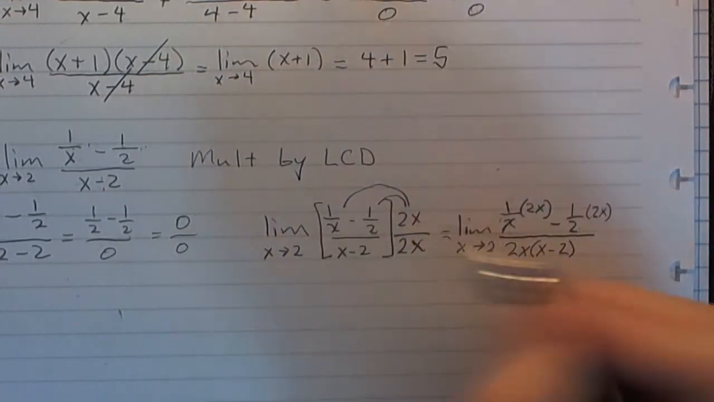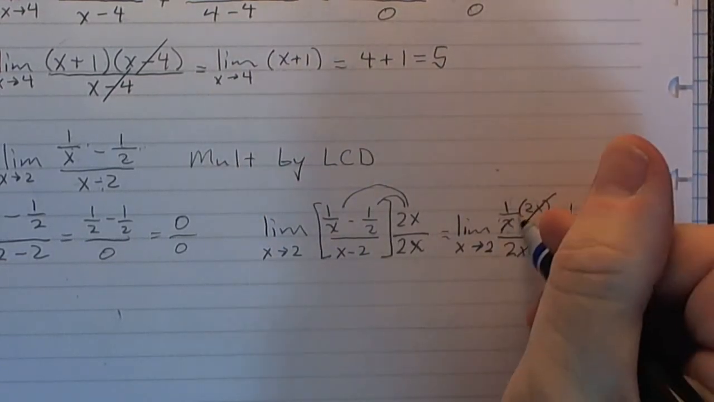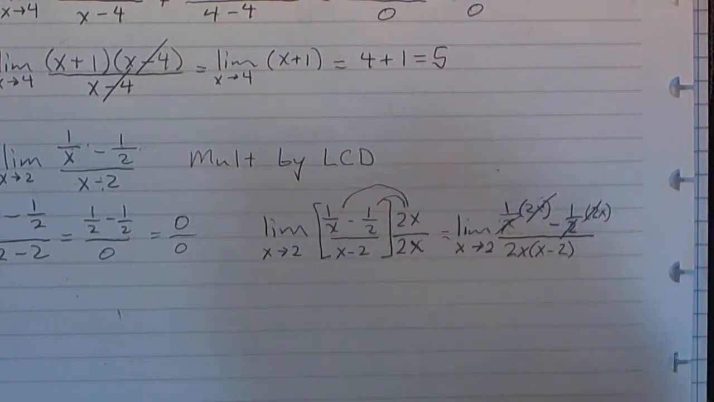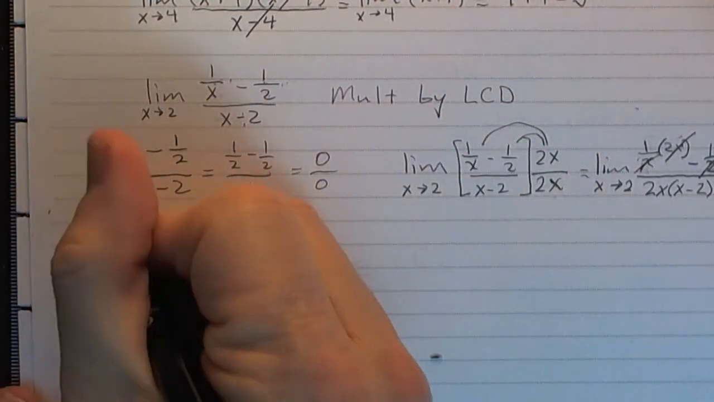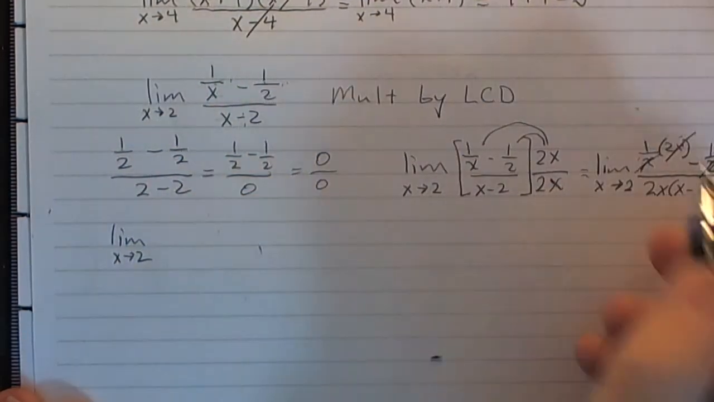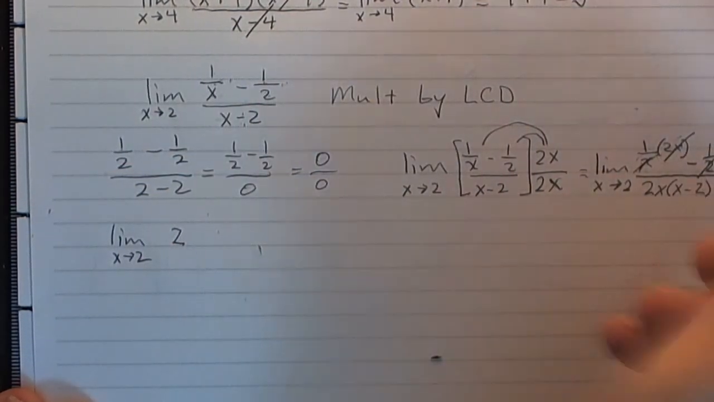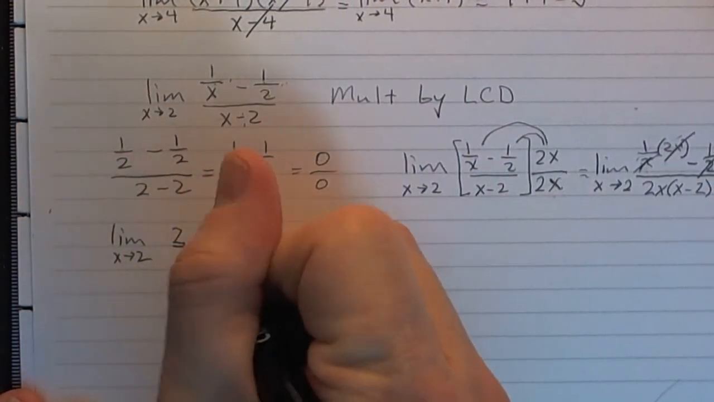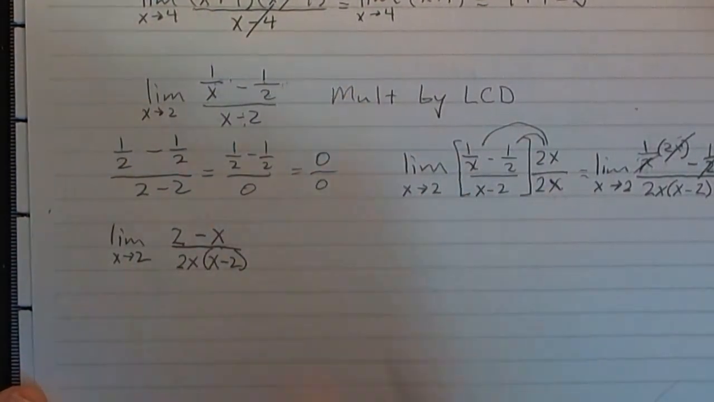I just multiplied every term by 2x. Now the reason I did that is because now things start to cancel out and I get rid of these extra denominators. The x canceled here, the 2 canceled there. So now let's see what we have after we clean up everything. We've got the limit as x goes to 2. And up top now, look what we have: 2 minus x over 2x times x minus 2.